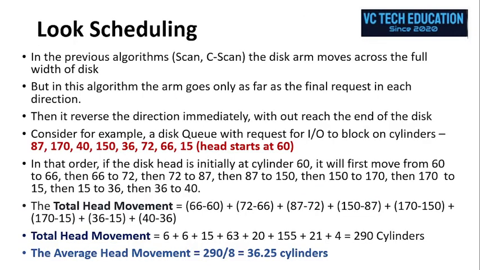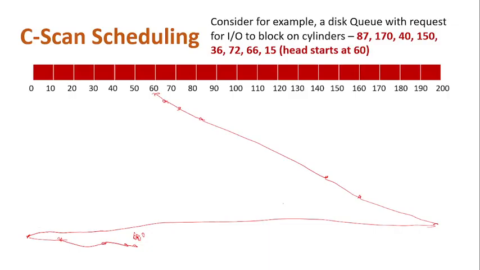In look scheduling, the movement is 66 minus 60, 72 minus 66, 87 minus 72, 150 minus 87, 170 minus 150, 170 minus 15, 36 minus 15, 40 minus 36. So the total head movement is 6 plus 6 plus 15 plus 63 plus 20 plus 155 plus 21 plus 4, that is 290 cylinders. So 290 by 8 equals 36 some change.